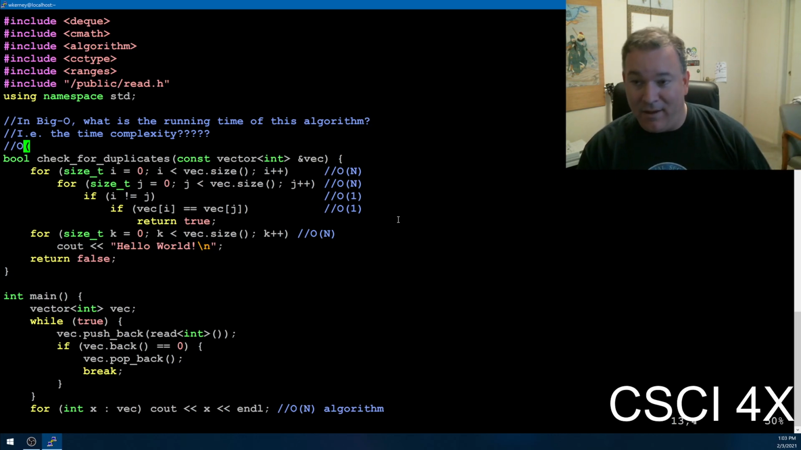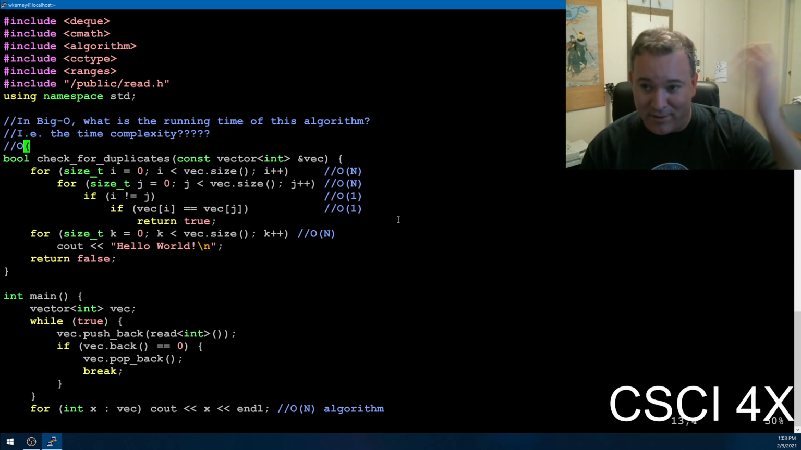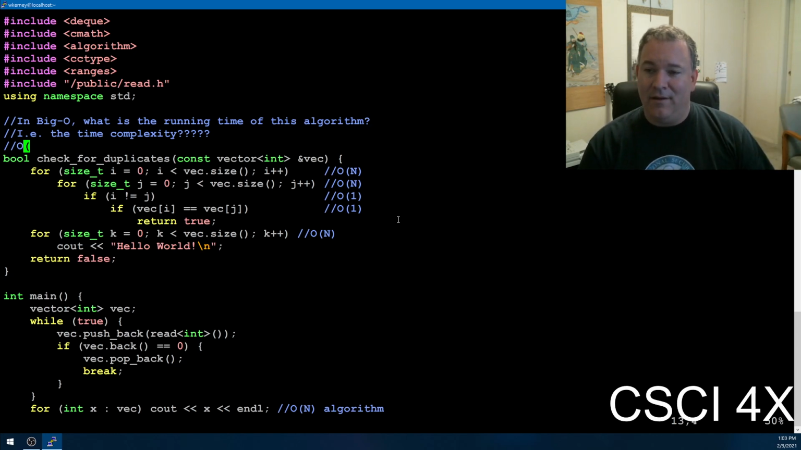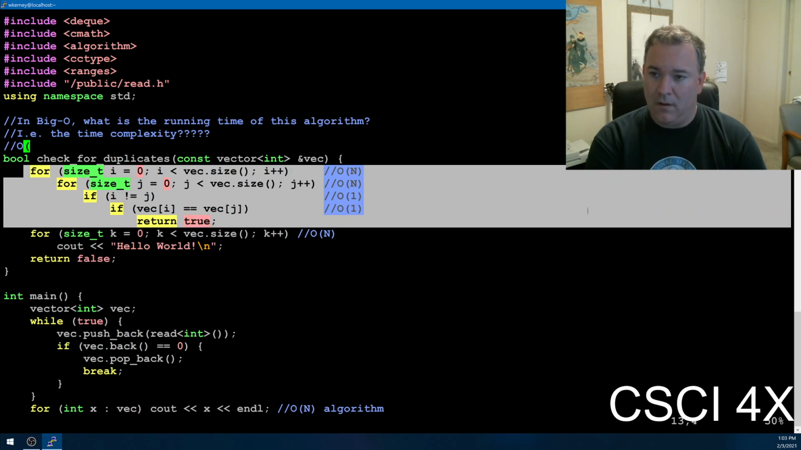Remember, you always have to think of this in worst case terms. Best case scenario, the very first pair you check are duplicates and it returns, right? You don't care about that. You always have to think about it in worst case time. So it's going to do n squared. This whole thing here is n squared work. Then it does n work.